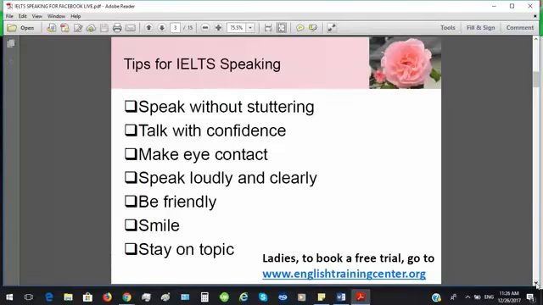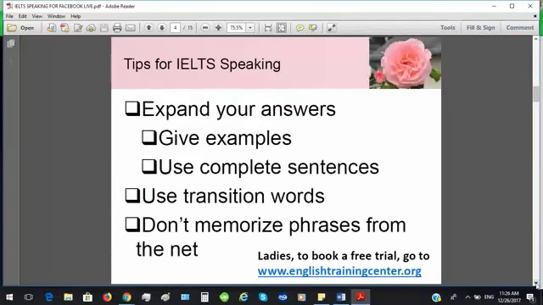Make sure you stay on the topic. Yes, they would like you to expand your answers, but your answers should be related to the topic. Make sure you give examples, one or two or more examples. And of course, you don't want to go on too long. You don't want to take up too much time with answering one question because there are other questions as well. So make sure you pace yourself as well. Use complete sentences, but don't repeat the question. Also use transition words, words like first, last, then, after that.